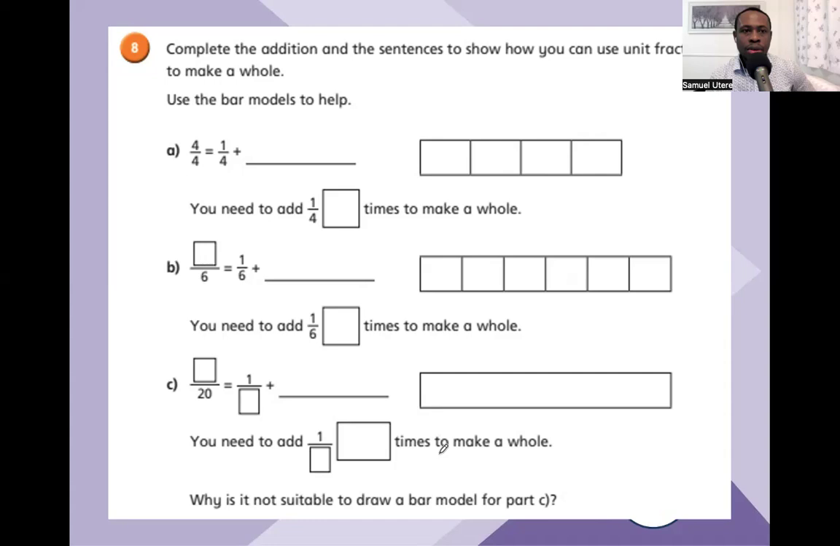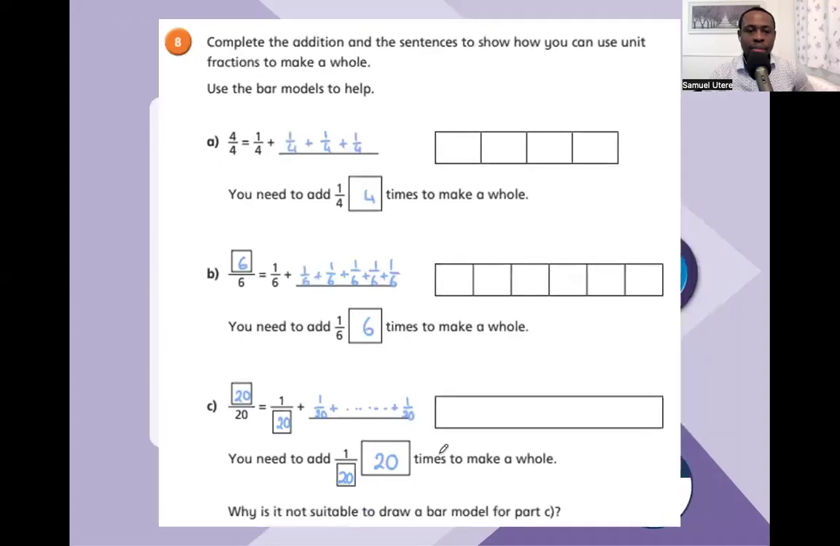Assuming you've paused the video and you've answered question 8, here are the answers. Let's discuss them. Here you have 4 quarters. You were asked to complete the addition and the sentences to show how you can use unit fractions to make a whole. And you can see here that you just needed to add 3 more unit fractions. So you need to find a quarter 4 times to make a whole. And then here you can see how the sentences are completed.